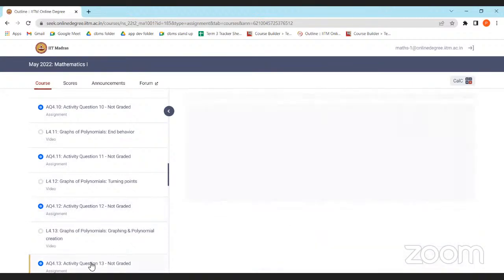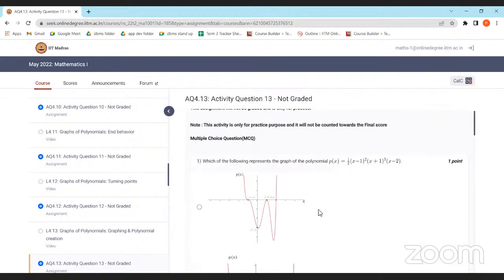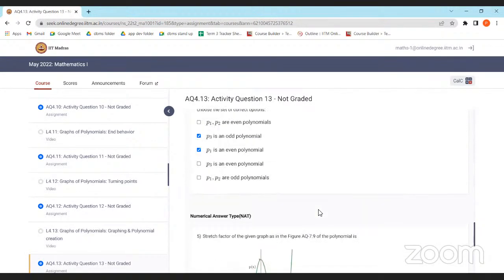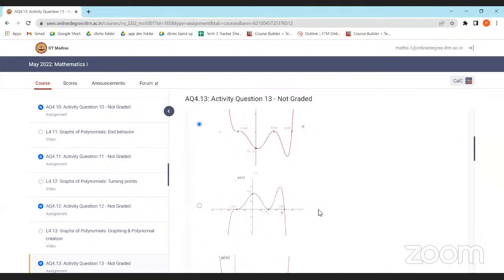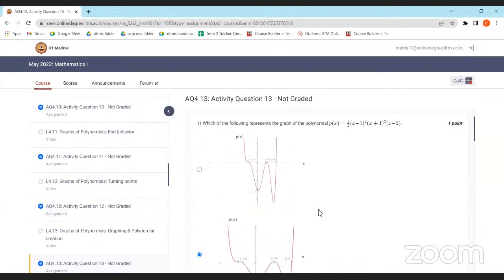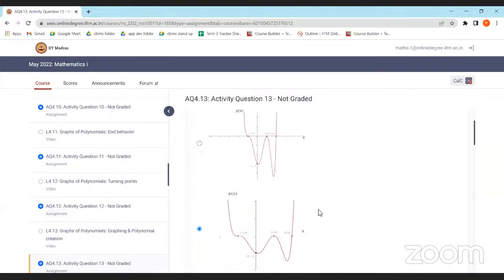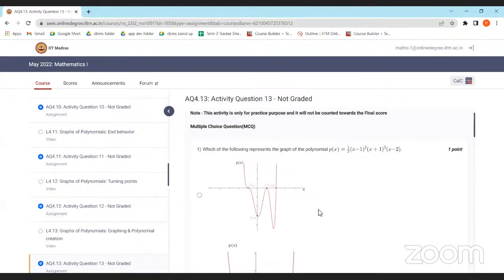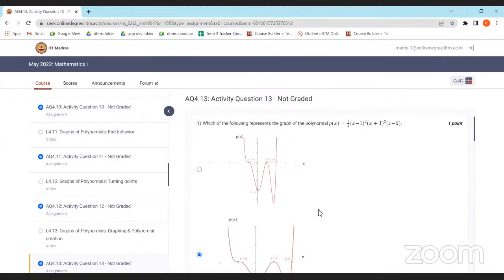Then activity question 13. Any doubt in this activity? We have to draw the graph for this question, right? So here you can see simply zeros are here, x equal to 1, x equal to minus 1, and x equal to 2.